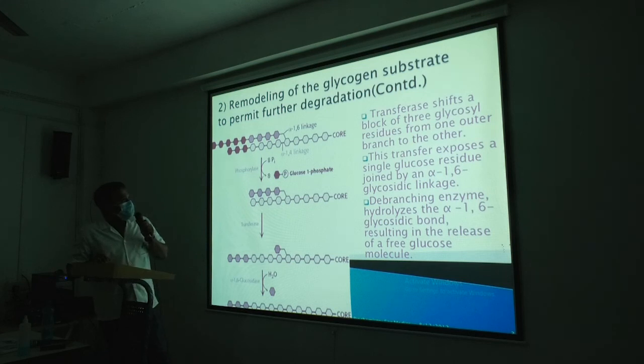Transferase shifts a block of 3 glycosyl residues from one outer branch to the other. This transfer exposes a single glucose residue joined by an alpha 1,6 glycosidic linkage. Debranching enzyme hydrolyzes the alpha 1,6 glycosidic bond, resulting in the release of a free glucose molecule.